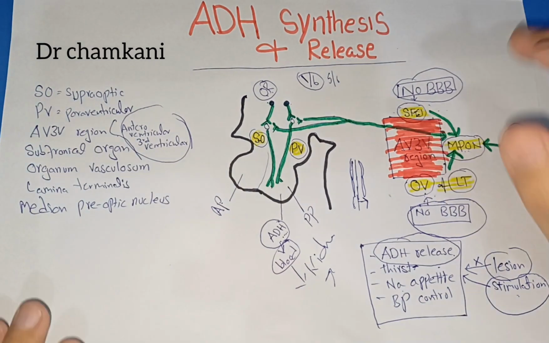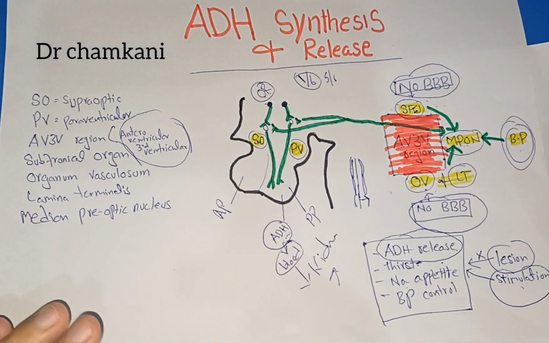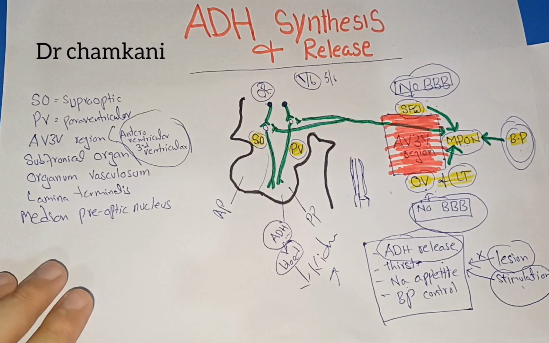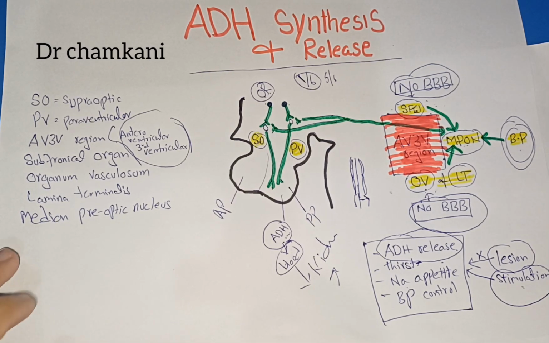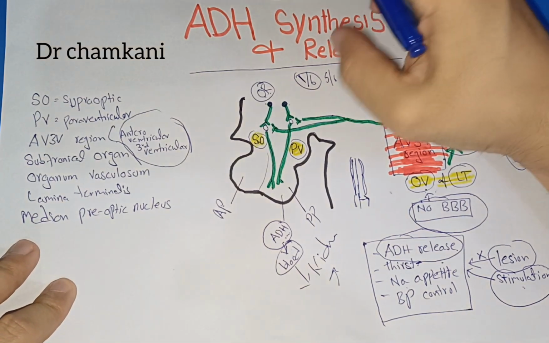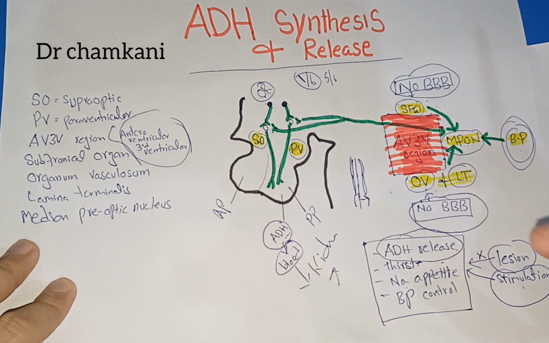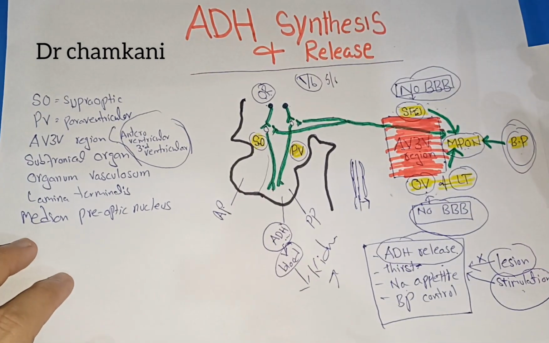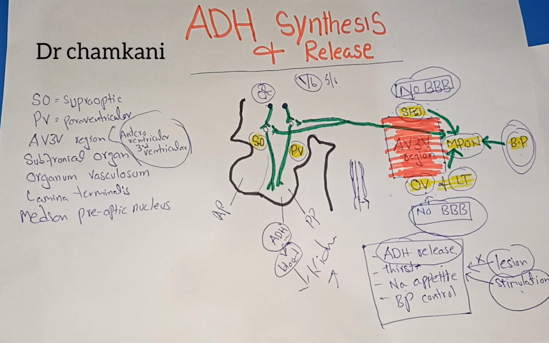So that's all about the ADH synthesis and its release and its connection with different areas of the brain, and its relation with the ADH osmoreceptor mechanism. In the next lecture, we will discuss how the ADH is affected by the chemical changes and the physical changes in the blood pressure. So that's all about the ADH synthesis and its release through different pathways.